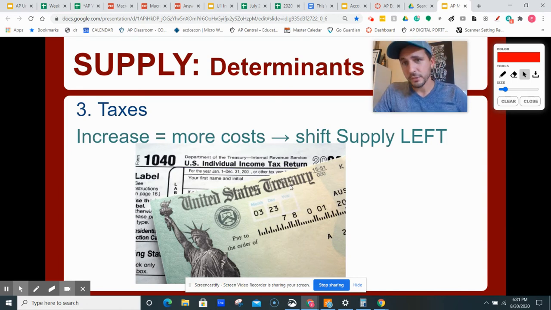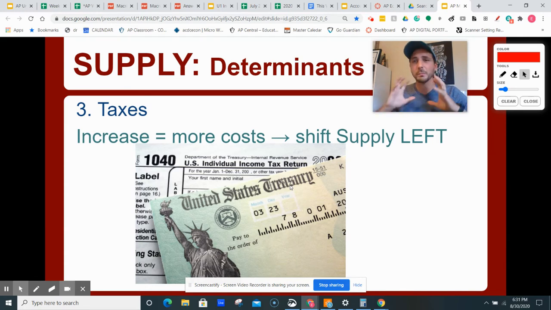Taxes and subsidies are next, basically government regulation. So if there's taxation on a business, an increase in taxes makes it more costly for them to do business. So supply is going to shift left. Pretty logical, right? A decrease in taxes makes it cheaper for them to do business. So supply is going to shift to the right because they can make more profit for each unit.